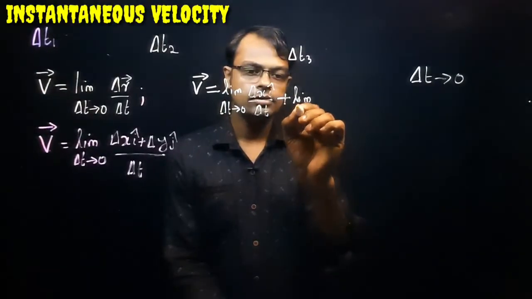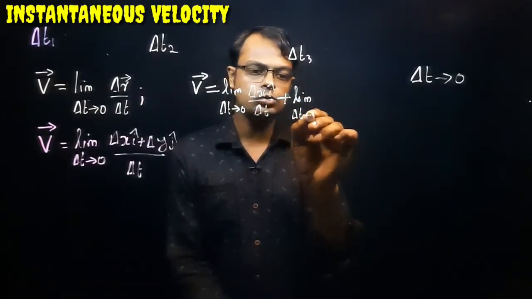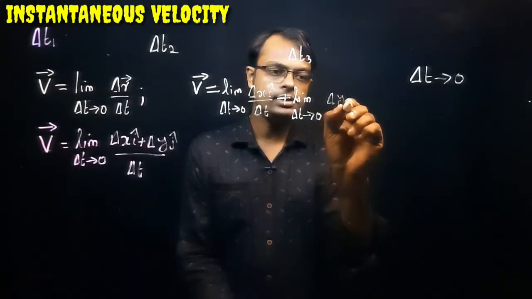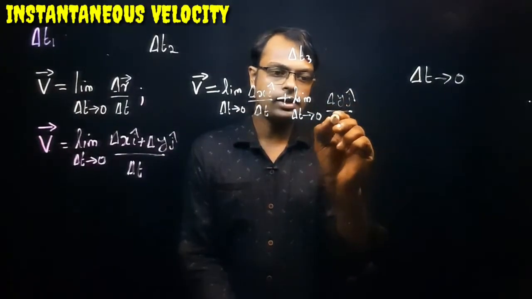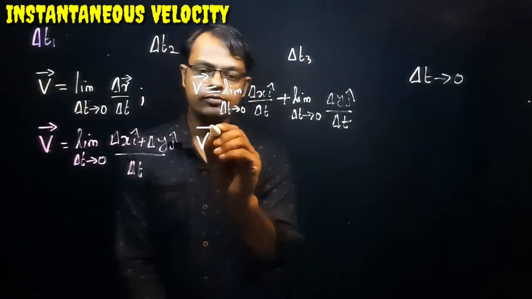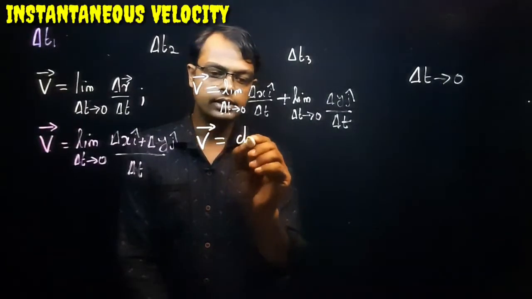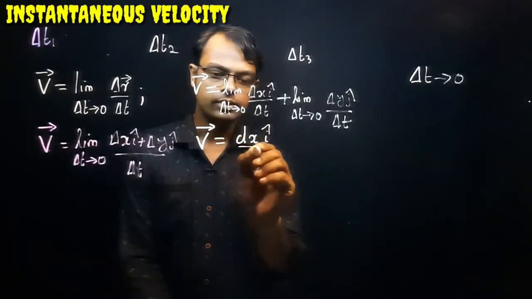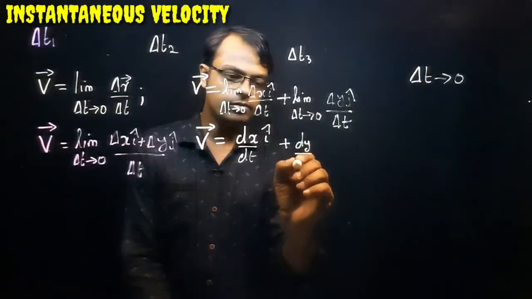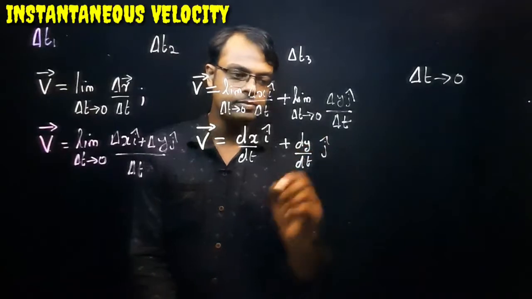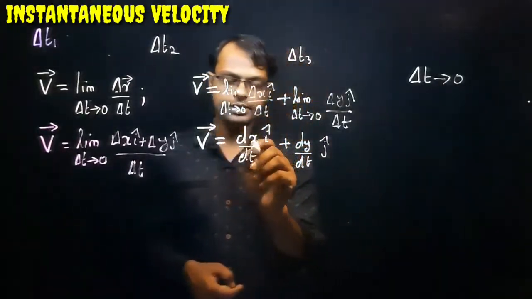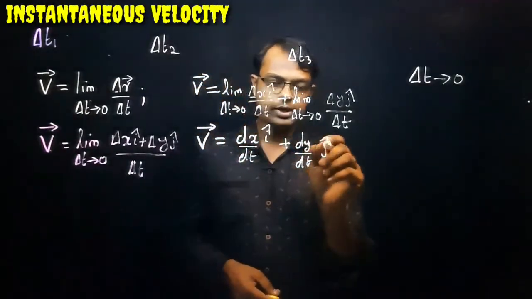limit delta T tends to 0. Now, the next term is delta y j cap divided by delta T. It can be written as v vector is equal to dx by dt i cap plus dy by dt j cap, in terms of the first derivative. So the limit value we can write here is dx by dt i cap plus dy by dt j cap.